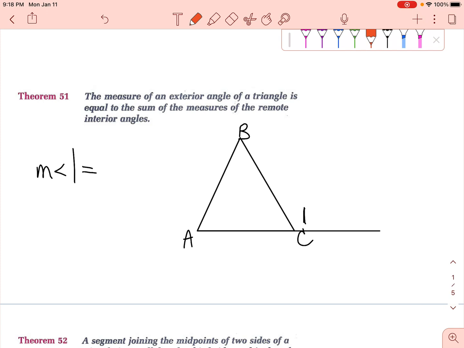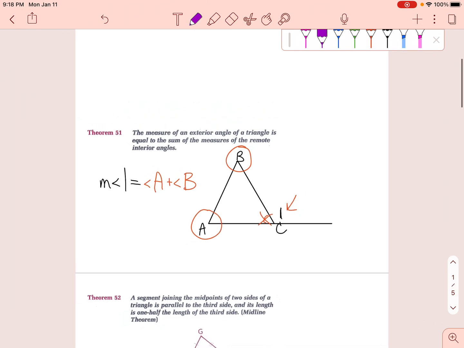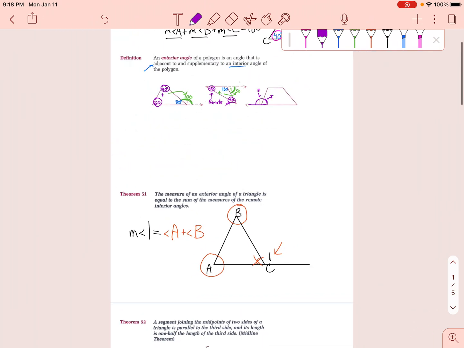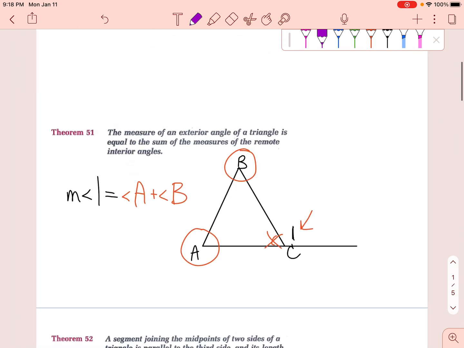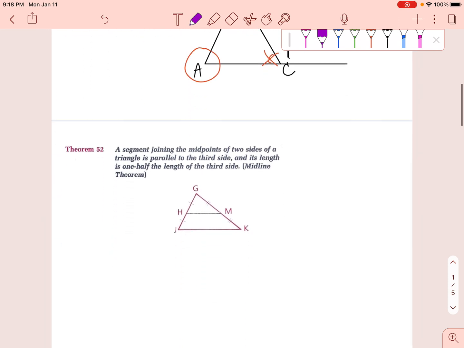Okay, is angle C touching angle 1? Yes, it is, because this is talking about angles A and angle B. So this exterior angle will equal angle A plus angle B added together. Okay, so theorem 50, all three angles add up to 180. We use that to prove theorem 51, which says that the exterior angle is going to add up to the two remote angles, or the two angles that are inside the triangle that are not touching the exterior angle.